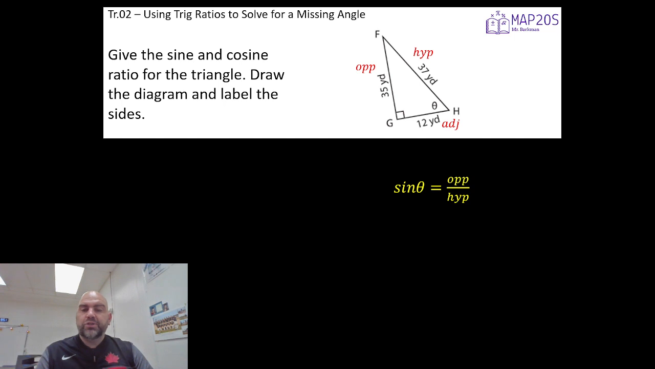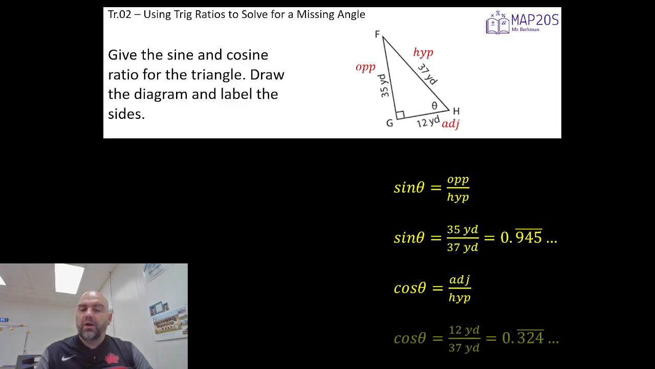So sine ratio, opposite over hypotenuse, 35/37. Okay, it gives us a ratio of 0.945 repeated. You can always just leave it as a fraction as well. That totally works, or you can put it into a decimal form. Cosine ratio, adjacent over hypotenuse, is 12/37, which is 0.324 repeated in this case here. All right, so that's coming up with those ratios, the sine and cosine ratio.